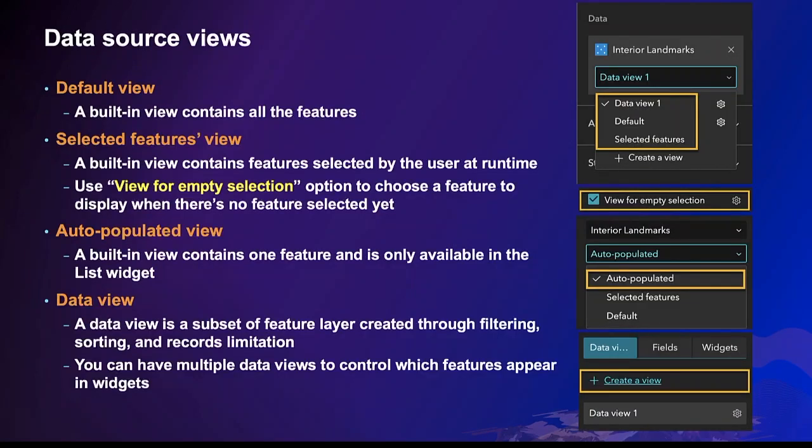A data source may have 4 views, 3 built-in and 1 data view. Understanding them will help you choose the right data source view to connect with. You may use the option of View for Empty Selection to configure which feature to show when there is no selection yet. Data View is a subset of data source you can create through filtering and sorting. You may use Data View to pre-process data or prevent widgets from interfering with each other.